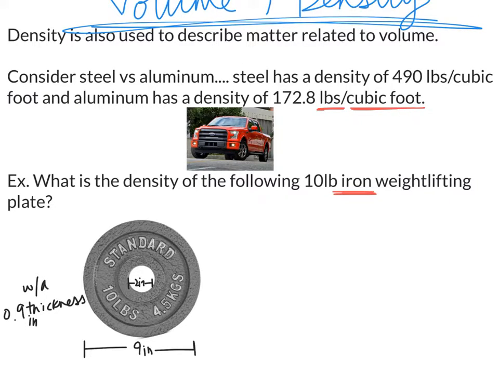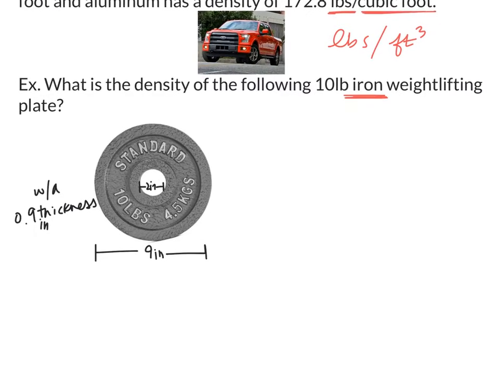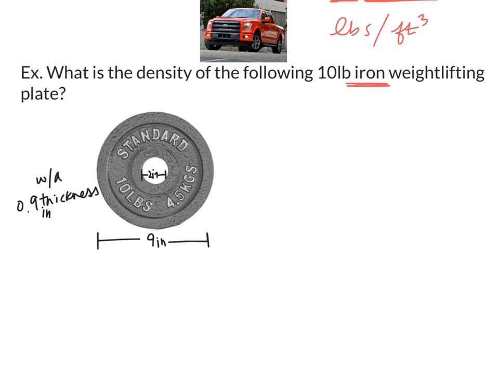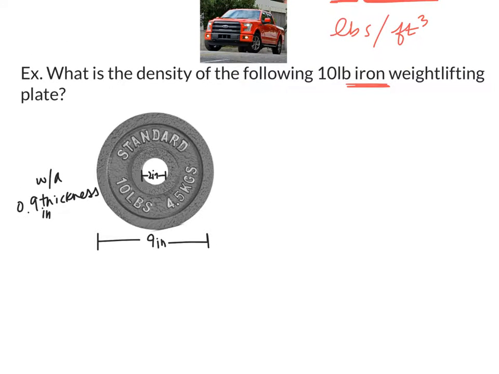That means we're going to do pounds, LBS, divided by feet cubed. And we're actually going to do divided by inches cubed just for the sake of simplicity, and we can talk tomorrow about how to convert that if we need to. So per cubic foot means we need to find the volume. We already know the weight, so I'm going to start by finding the volume of this plate.